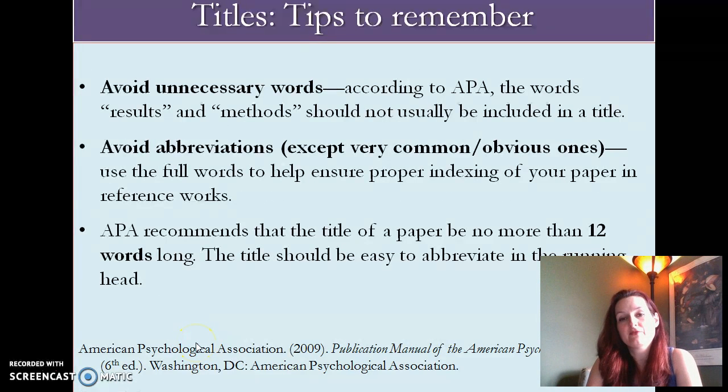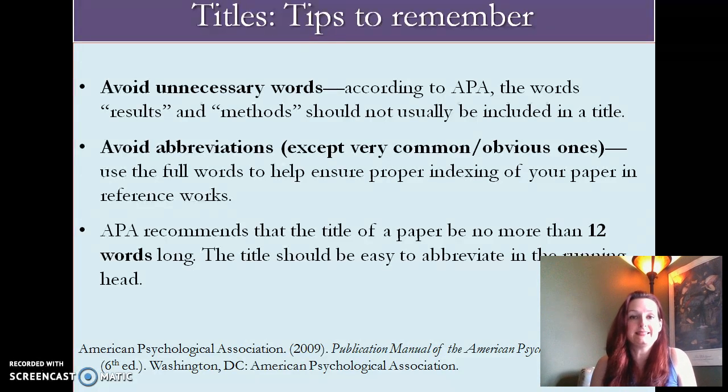So some tips to remember for titles. First, you want to avoid unnecessary words. According to APA, the words results and methods should not usually be included in a title. You want to try to just be simple and concise. Avoid abbreviations except very common and very obvious ones. Obviously, everybody knows what HIV and AIDS are, unless you literally spent your life in the forest being raised by wolves, you know what that means. But for everything else, avoid abbreviations.